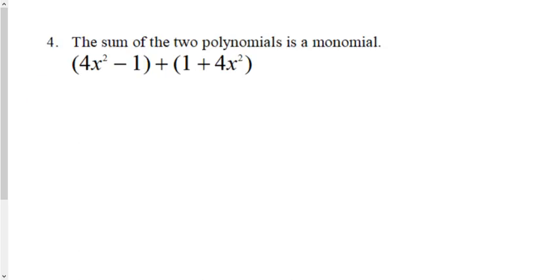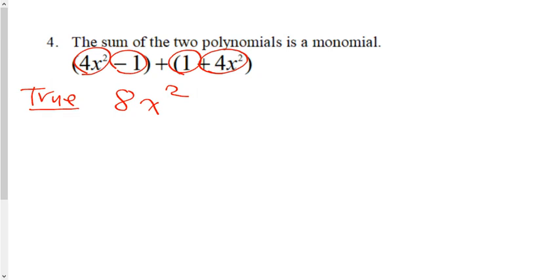Question 4, the sum, meaning adding, of the two polynomials is a monomial. Same thing as before. When we're going to add them, we're going to actually gather like terms. So those two there are going to add up to be 8x squared. And a positive 1 and a negative 1 make 0. So we just have 8x squared. So therefore, question 4 is also true. When we add those two binomials together, we end up with a monomial of 8x squared.